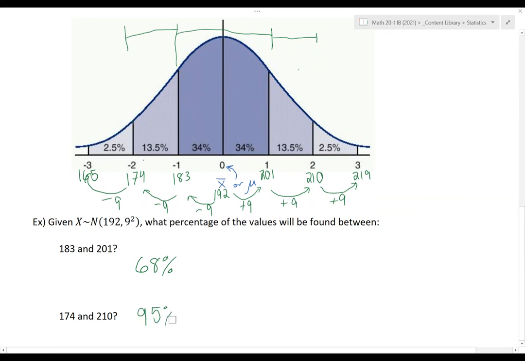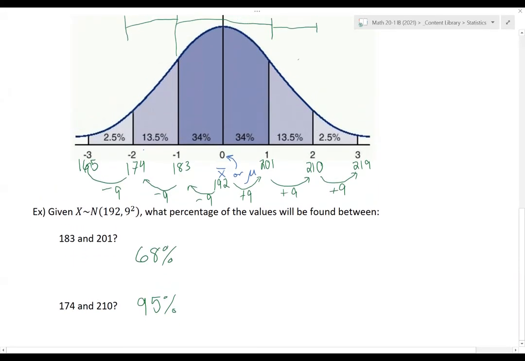Now, you'll notice if I add the rest of this, it tells me that 100% of the data, if I add the 2.5s on, is going to be between 3 standard deviations. And that's not true. It's something like 99.8. But because of rounding here, because we're only giving to the nearest tenth, it ends up looking pretty close to 100. And that's because it's so rare to find numbers outside of that.